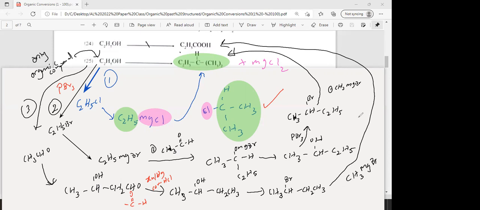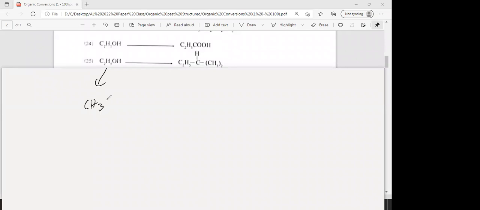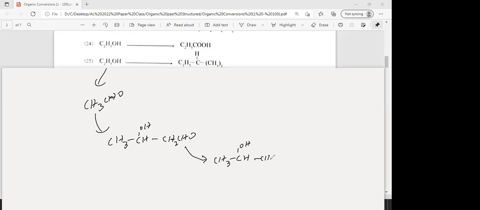Okay. There are many methods, so I'll erase this. This way also, if you want, you can do this. You can convert this into CH3CHO, right? And then you can convert this into CH3CHOH CH2COOH, right. Then that way also you can do it.